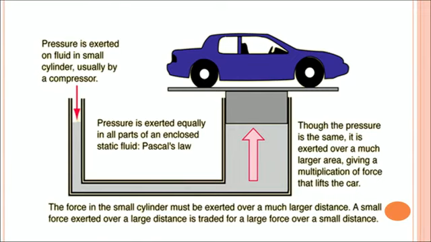So the force in the small cylinder must be exerted over a much larger distance. A small force exerted over a large distance is traded for a large force over a small distance. This is somewhat an inverse case. So a small force will turn out to be a larger force on the other side.